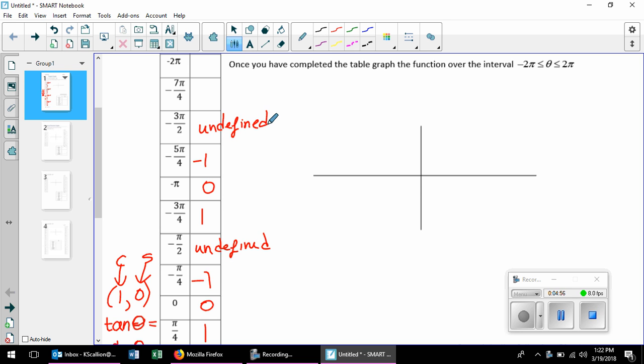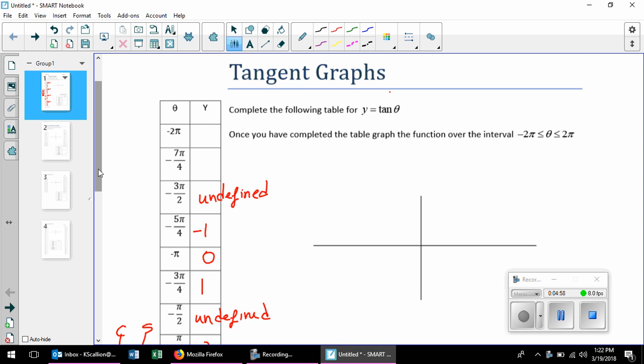And slow down here after undefined. What comes after undefined? Positive 1. What comes after positive 1? Woo! That was tough.